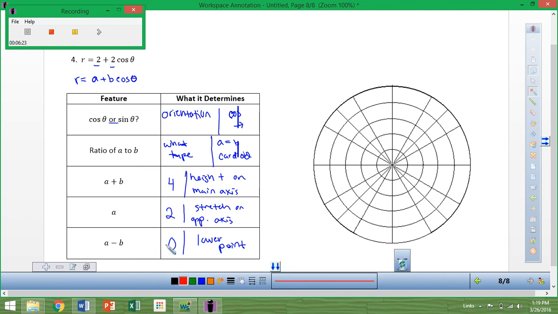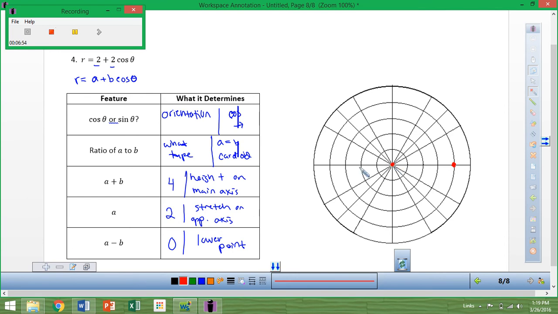since our lower point is at 0, I'm going to go ahead and plot that. I know it's cosine, so it's going to be oriented either to the right or to the left, and that's going to be based on positives and negatives. Since it's positive, it's going to be oriented to the right. The height on the main axis is going to be 4. So I'm going to go to the 4th ring, 1, 2, 3, 4. And then 2 is the stretch on the opposite axis.